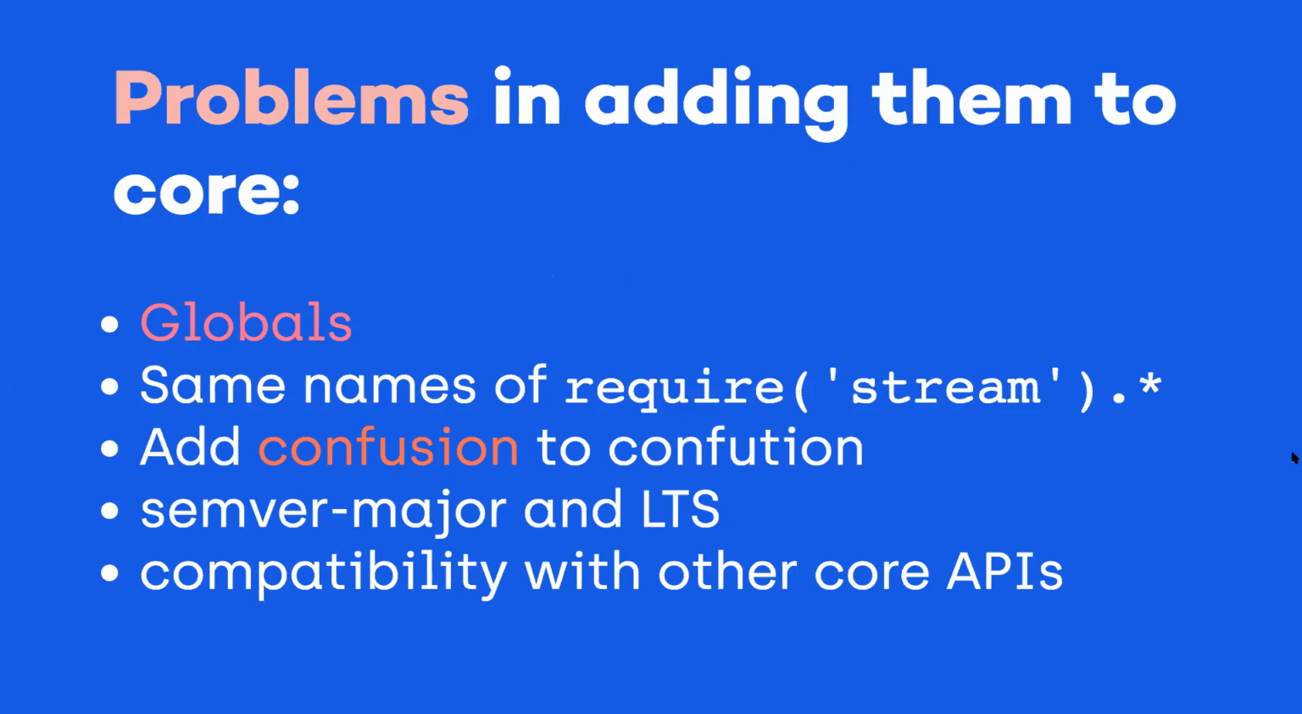Problems of adding them to core. First of all, they are globals. And adding a new global is a Semver major because it will break people. So that's the thing. They have the same names as all the stuff that we have in require stream, exact same names, which adds confusion to confusion. We already have a massive amount of confusion in streams. Stream 1, stream 2, stream 3, whatever, what's destroy. All of this is confusing. Hey, it's a problem.